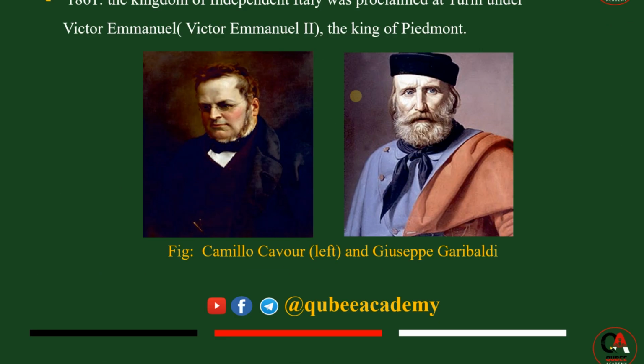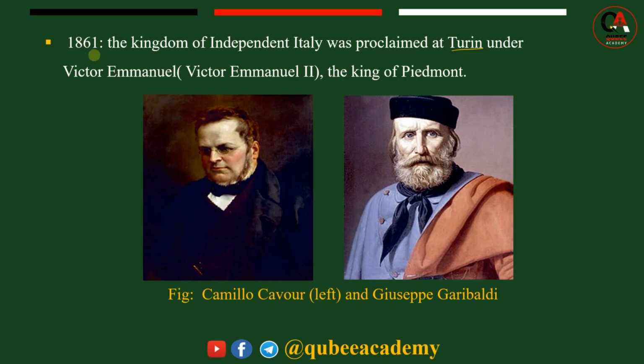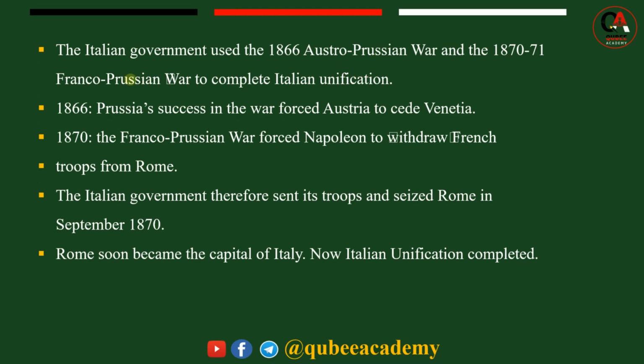In 1861 the kingdom of independent Italy was proclaimed at Turin. But unification of Italy was not completed, because Venetia was still under the rule of Austria and Rome was under the dominance of France. As a result, Italian unification was not completed. To complete it, Cavour also fought two important wars on the side of Prussia, the leading state in the unification of Germany.